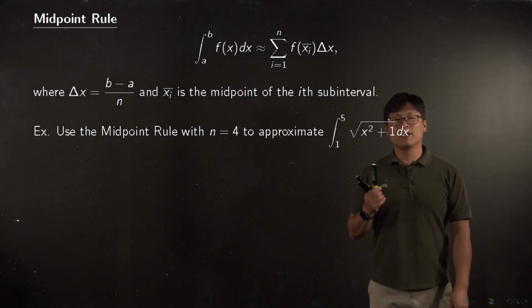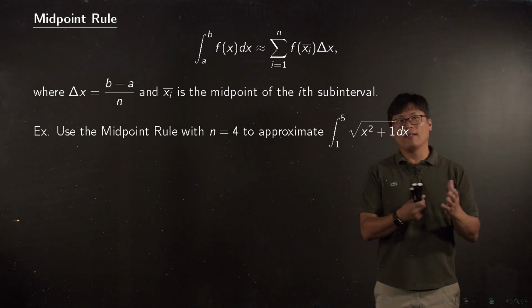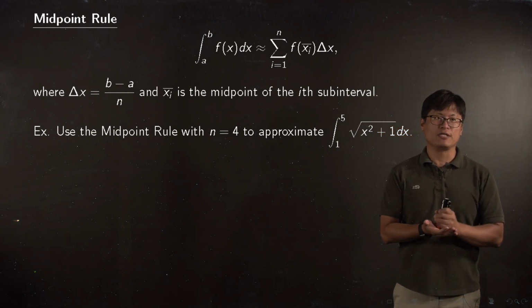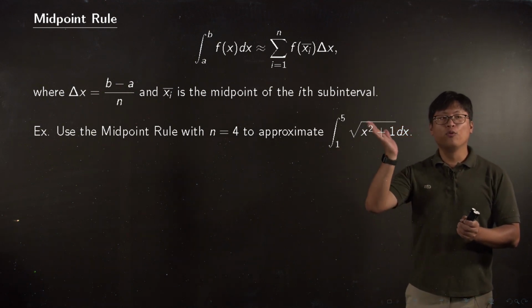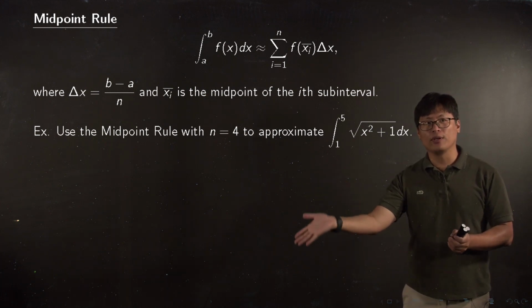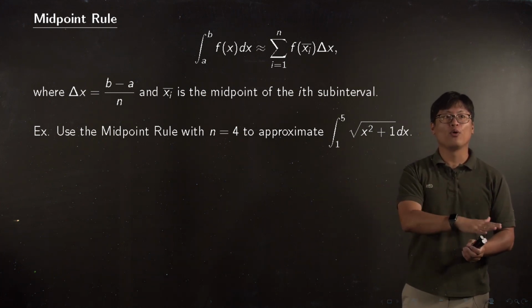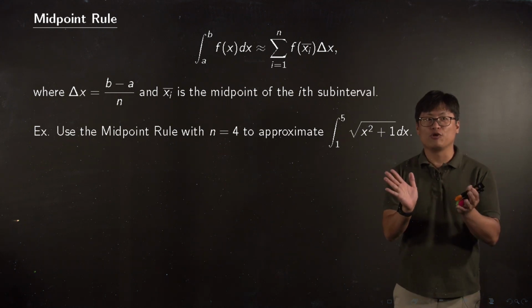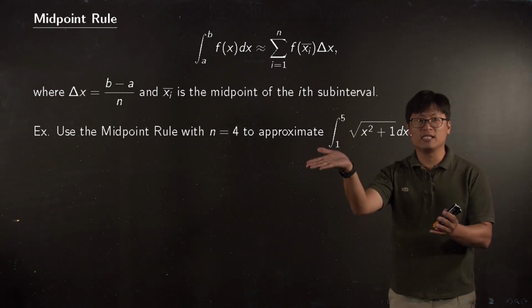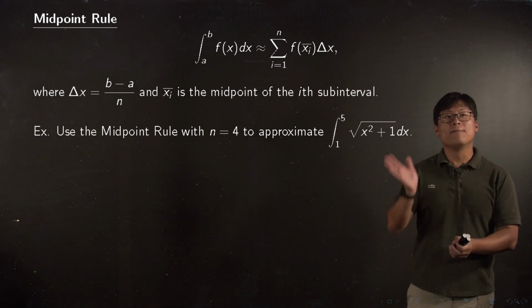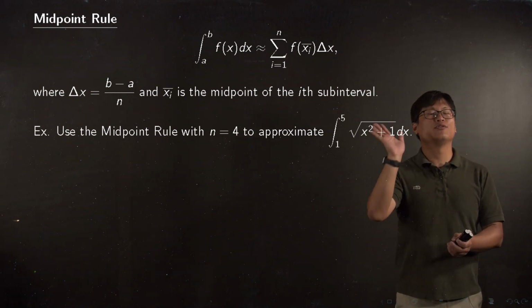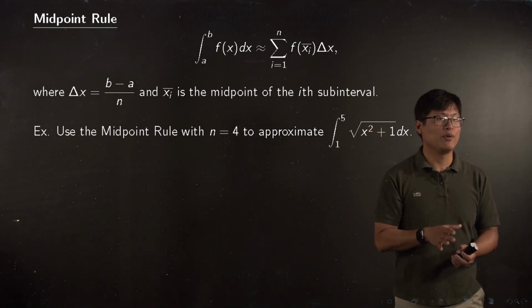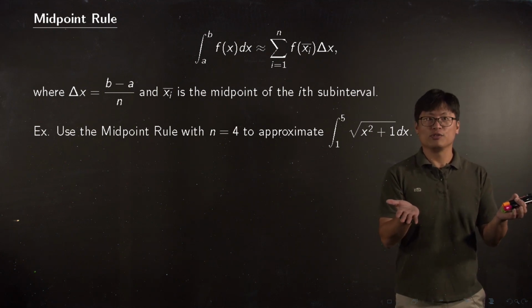Let's talk about the midpoint rule. This is just for a better approximation. In the previous study, we chose the left-hand point or right-hand point for the sample point. But in that case, we had the situation of an overestimate or underestimate. If you choose the midpoint as your sample point, it should be a better approximation.